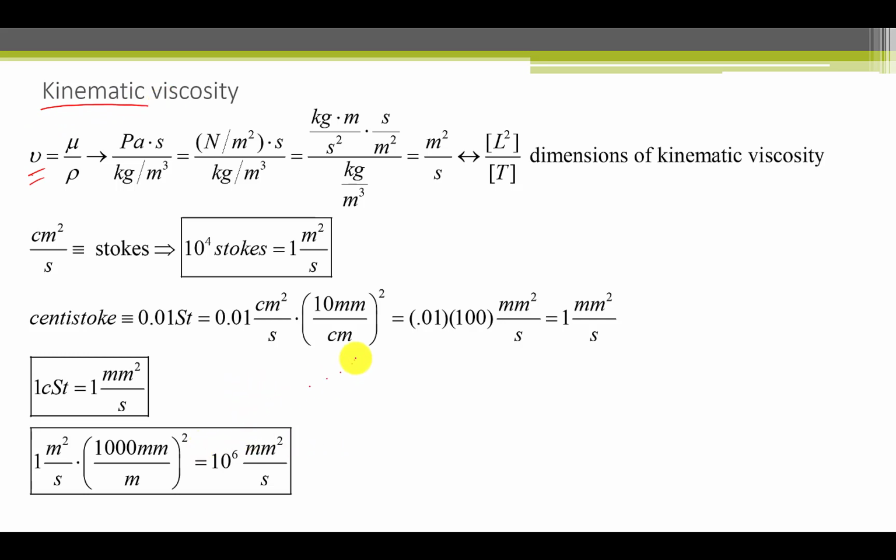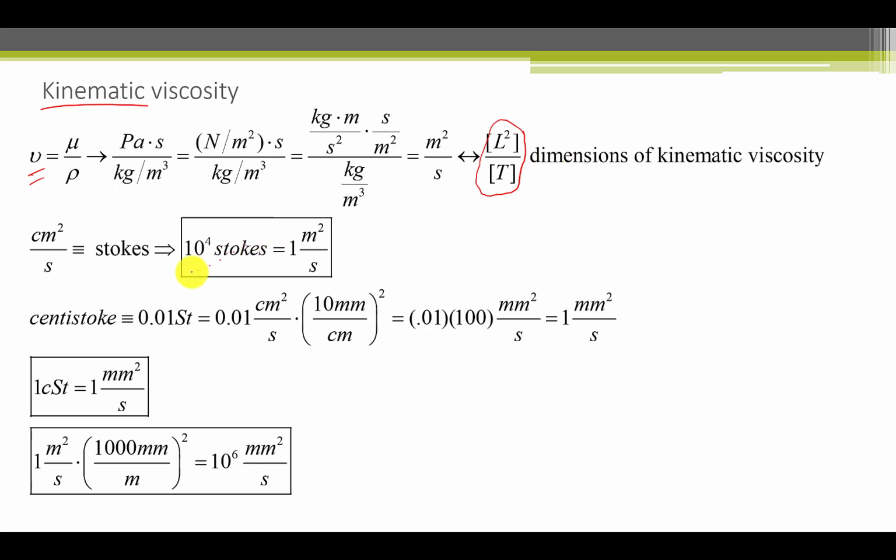If we break down the units, we can do like we did before and take a Pascal second divided by density units. We then end up with newtons per square meter seconds divided by the density units. I'll let you, as an exercise, cancel these units, but you ultimately end up with meters squared per second. So the dimensions of kinematic viscosity are length squared per time. Here again, it's not intuitive, but those are the fundamental dimensions of kinematic viscosity.